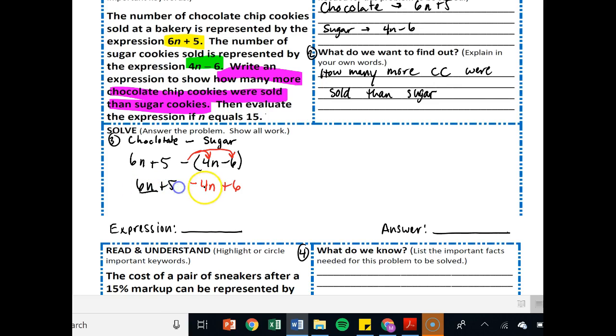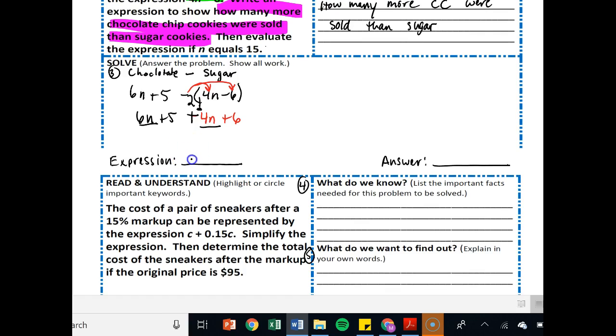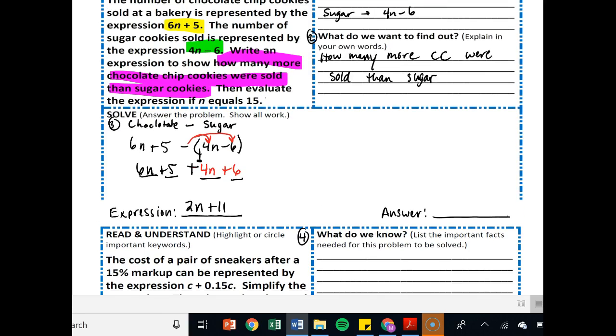So 6n plus negative 4n, if I want to make myself a little clearer, I could say plus negative 4n, is 2n. And then we've got 5 and 6 plus 11. So there's my expression, 2n plus 11, after I did my subtraction, right? The biggest thing was making sure that I went ahead and distributed that negative, right?